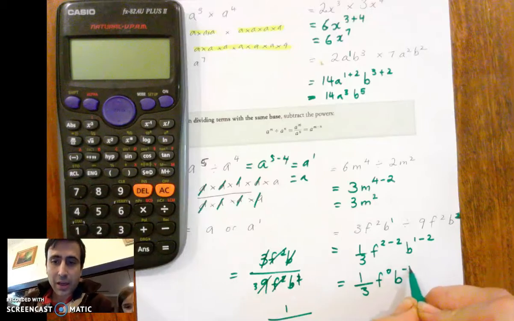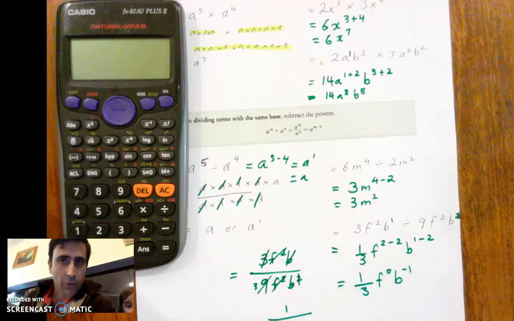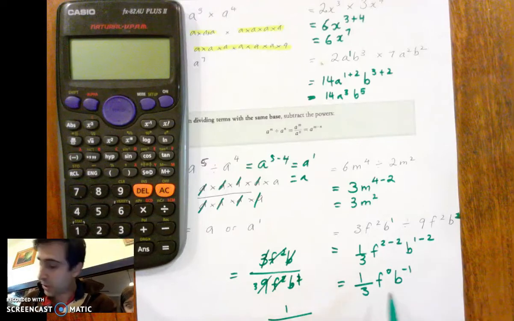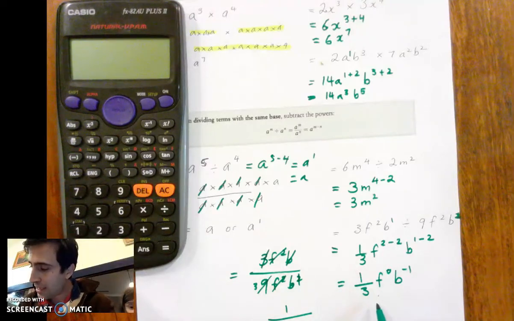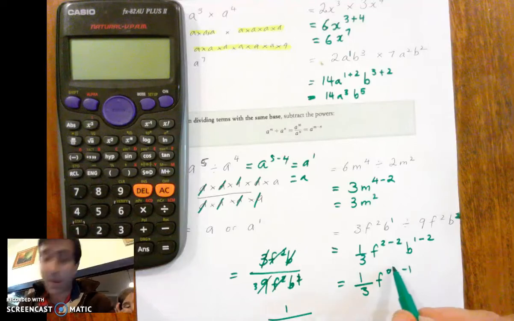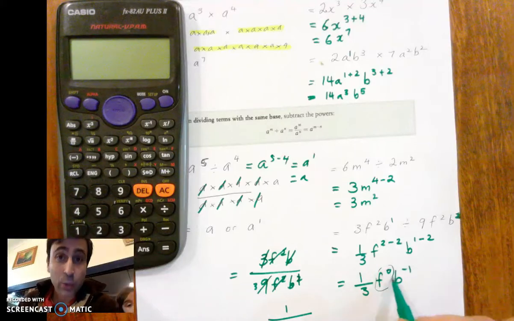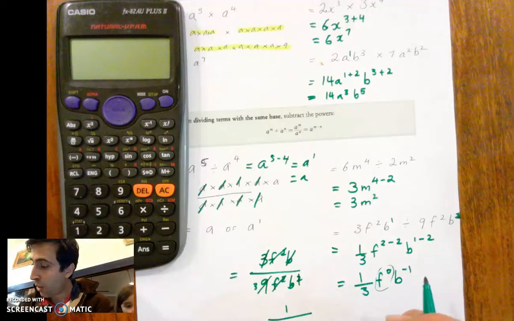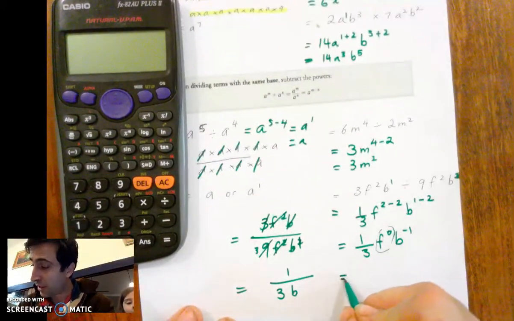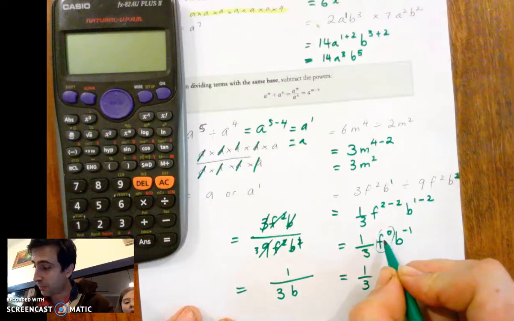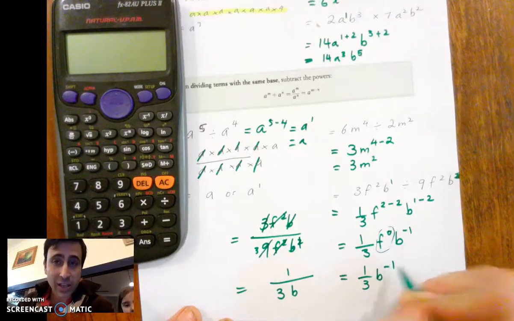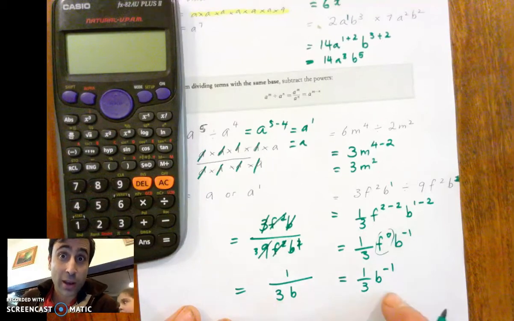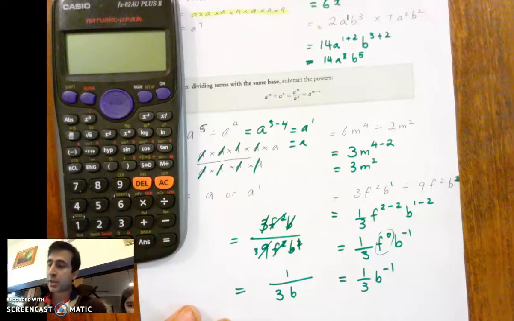Now, if that's what you got, well, that's correct. But next lesson, or in a couple of lessons' time, we're going to see anything to the power of 0 just equals 1. And we'll go through a whole lesson about that. And so it's just 1/3, if it's 1, b to the minus 1. And I will absolutely say to you now that these are exactly the same, and we'll see why in a few lessons' time. So let's recap.